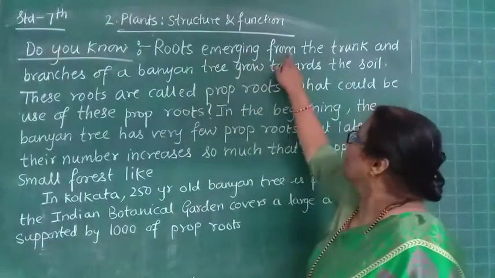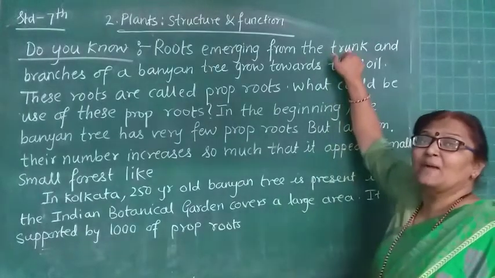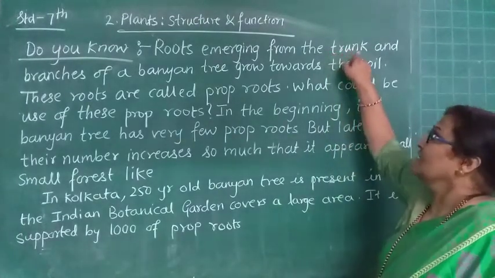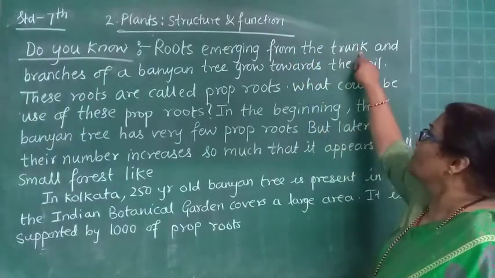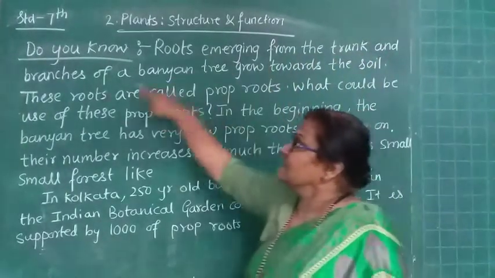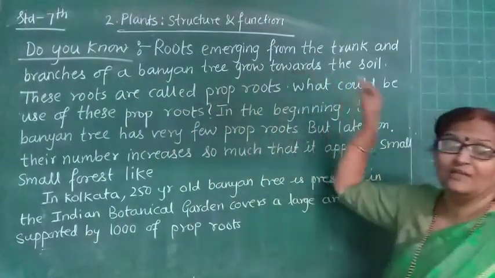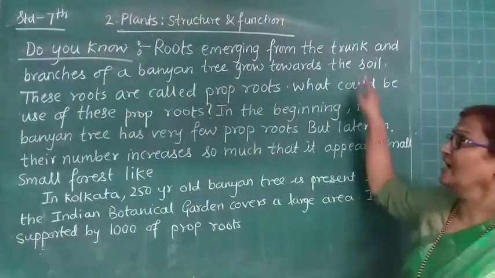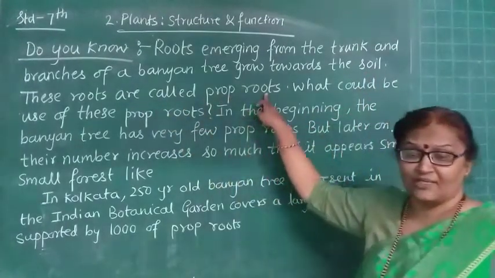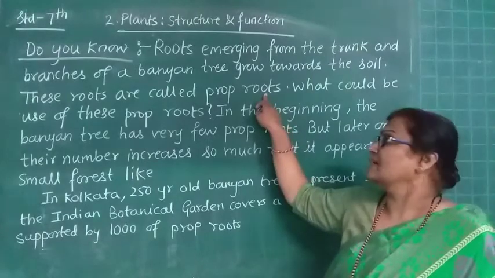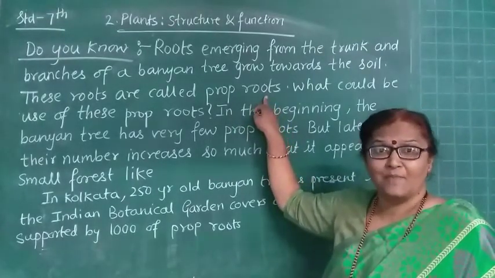Then see, what does this tell us? Roots emerging from the trunk, that means from the stem portion. If you see roots emerging from the stem portion, these are the branches of the banyan tree. They are growing towards the soil. These roots are called prop roots. What are they called? They are called prop roots. In Marathi we call it parambhya.